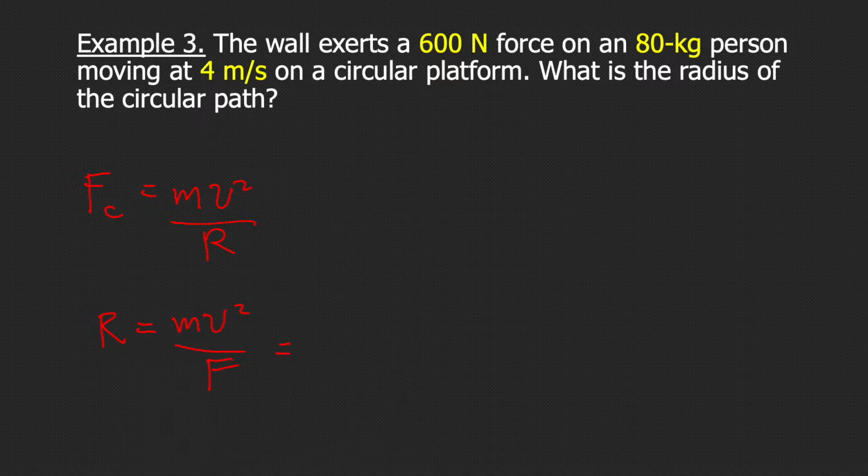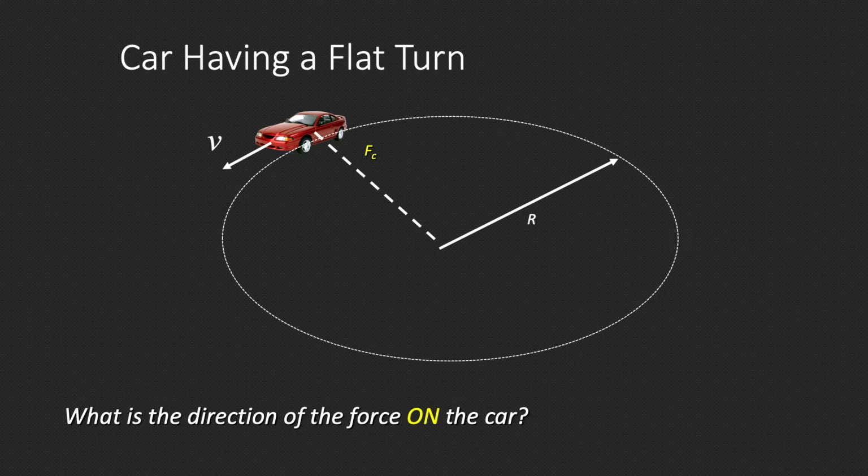Now we're given the 600 newton force and 80 kilograms, which is the mass, multiplied with 4 meters per second. Again, we have to square this, divided by the 600 newton force. That would be equal to 2.13 meters.